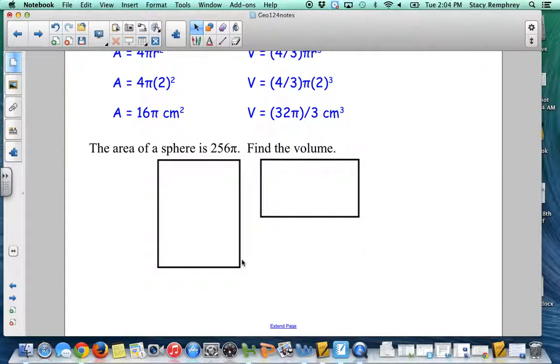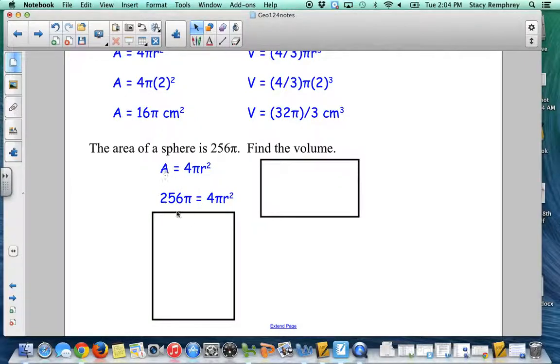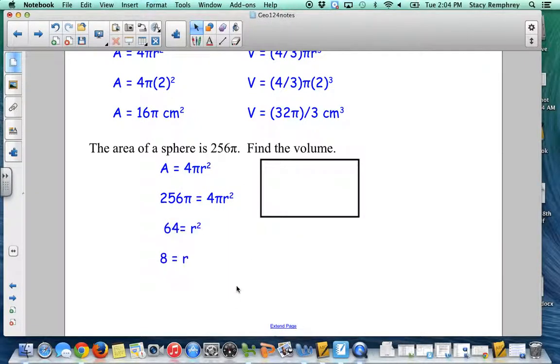So the next one, the area of a sphere is 256 pi. Find the volume. Okay, well first this is my formula for the area of a sphere. Again, you are welcome to push pause, solve the problem, and then come back to check and see if you're right. Okay, what I did next is I just plugged in the 256 pi for the area, and then I solved. I divided both sides by 4 pi. That got me 64 equals r squared, and therefore radius must equal 8.